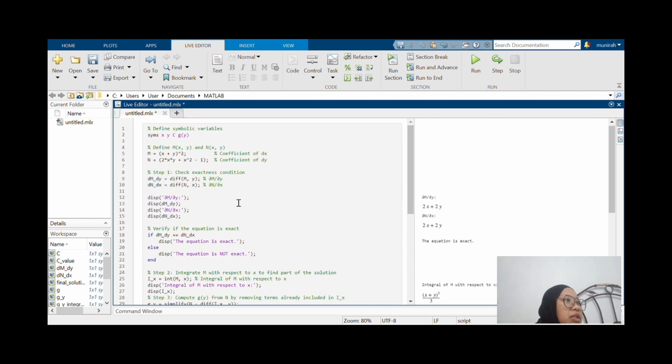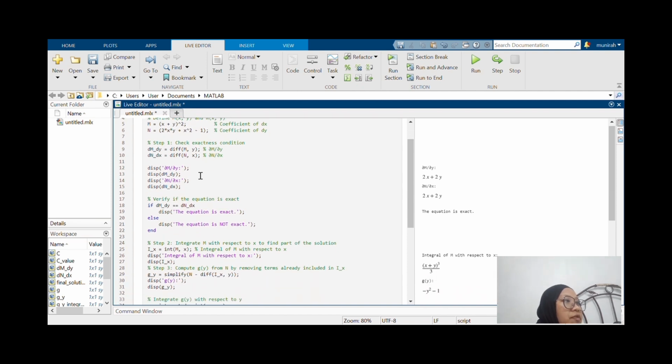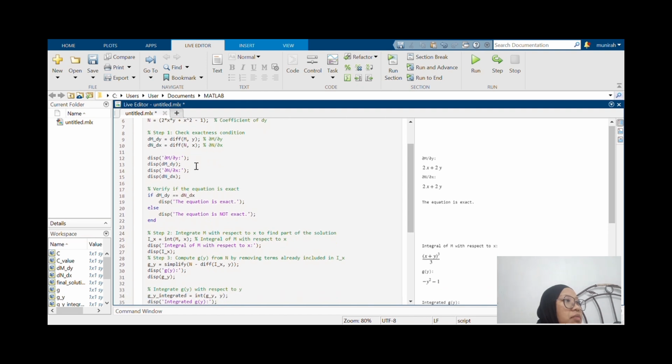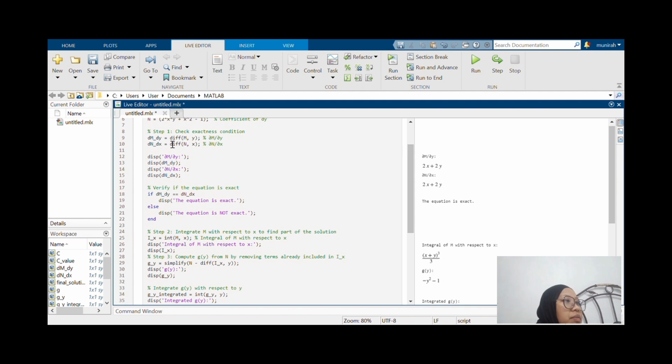First step for the Q1C, define the symbolic variables, which are syms x, y, c, g(y). Define M(x,y) and N(x,y). M equals the coefficient of dx, N equals the coefficient of dy. Step 1, check the exactness condition, which is the derivative of M with respect to y and the derivative of N with respect to x. Display the MATLAB coefficient. After that, verify the equation is exact.